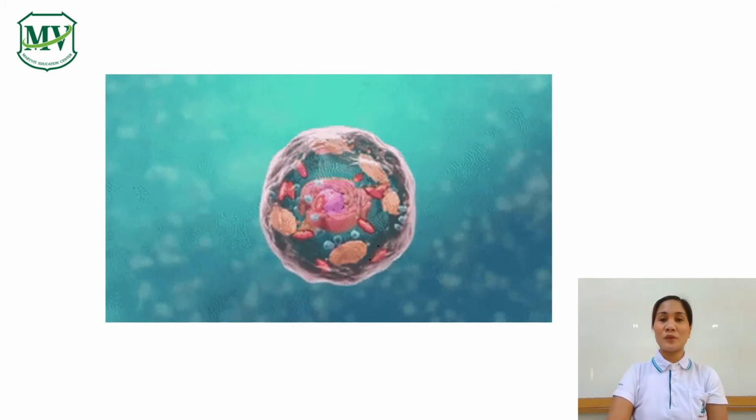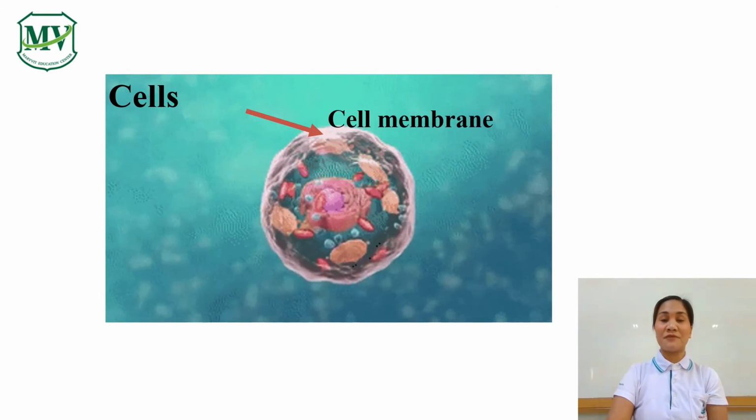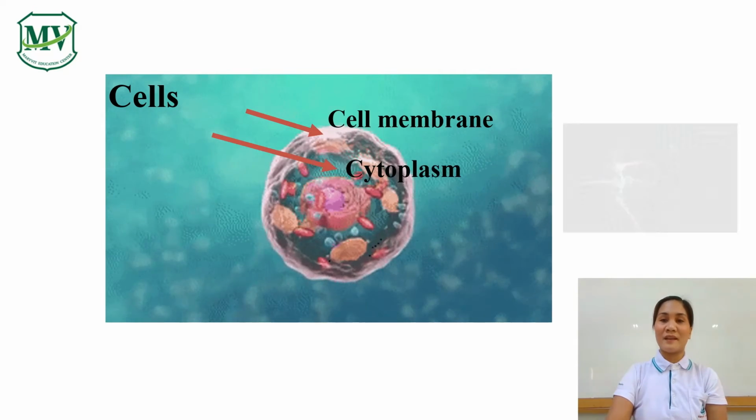All cells have 3 things in common no matter what type of cells they are. They have a cell membrane which separates the inside of a cell from its environment. Cytoplasm, which is a jelly-like fluid, and DNA, which are the cell's genetic material.